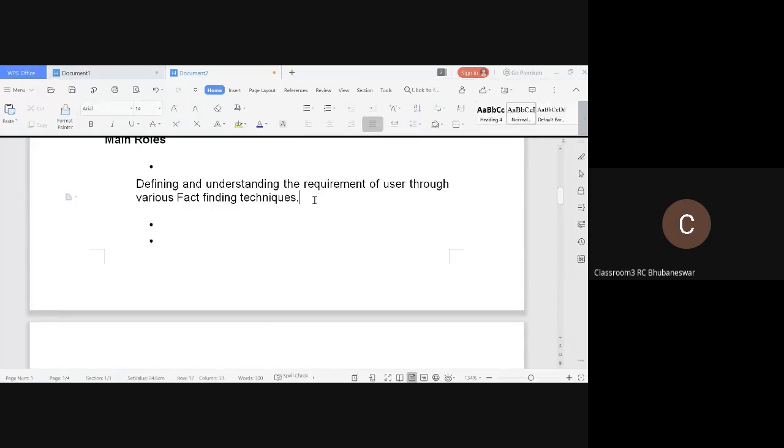So the main role is defining and understanding the requirements of the user through various fact finding techniques. What do you mean by fact finding techniques? Can anyone answer? It means the best techniques related to reality, or you can say the facts. There are so many techniques.